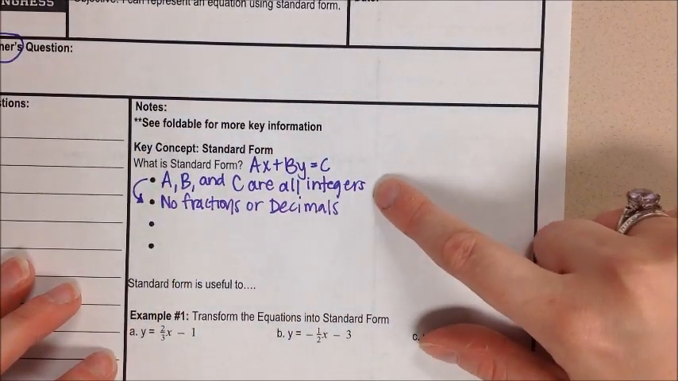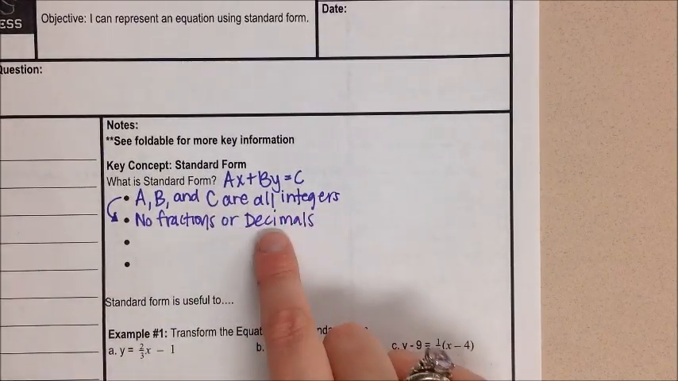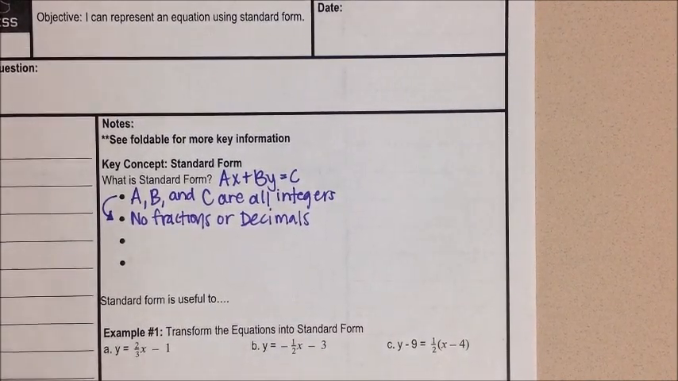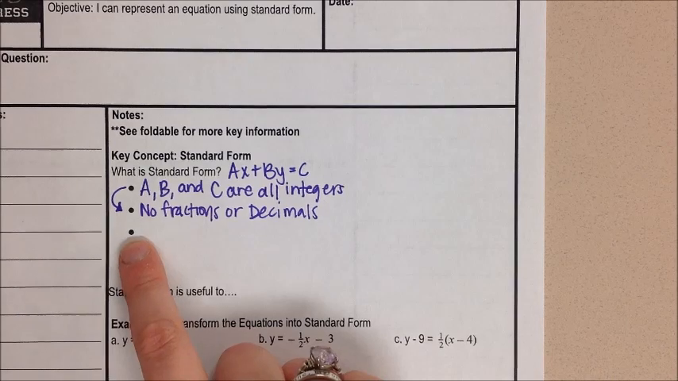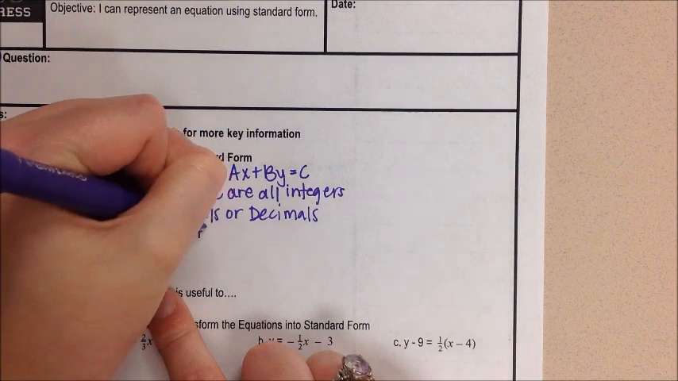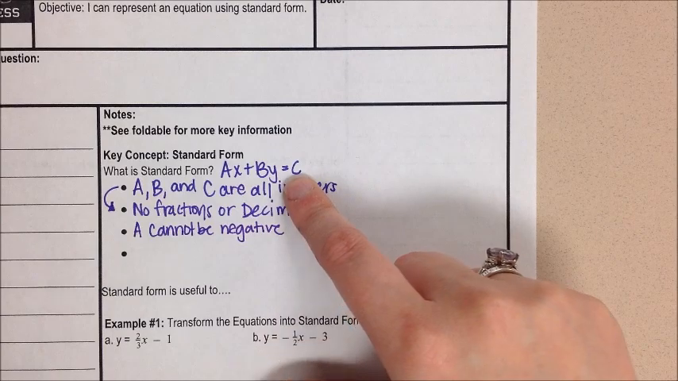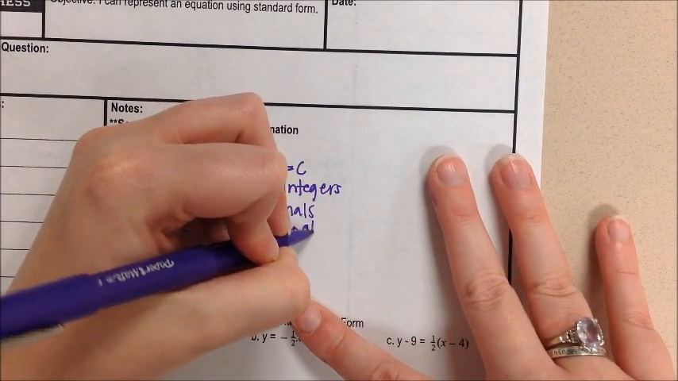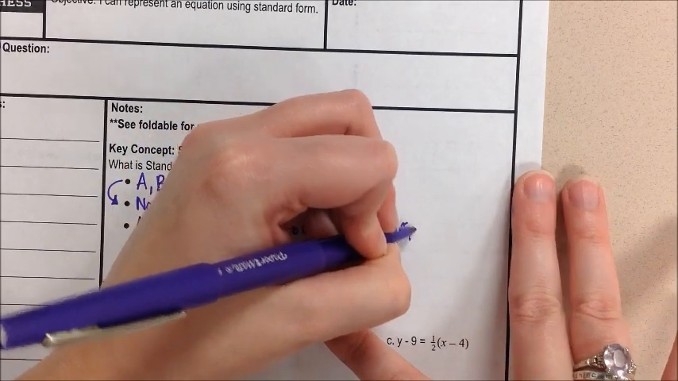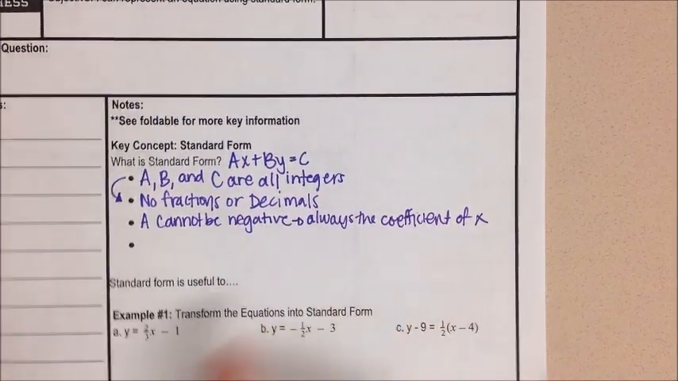Because they have to be integers, remember integers are positive and negative whole numbers. That means I can't have fractions or decimals in here, so we're going to have to learn how to get rid of them, and I'll show you how to do that. The next thing that has to be true is A cannot be negative. It's very important that you remember A cannot be negative. B and C can be negative. A is always the coefficient of x, so whatever the coefficient of x is, it cannot be negative.